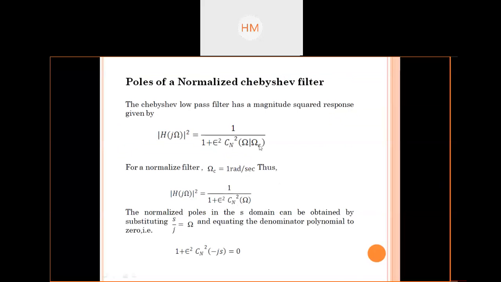So, poles of a normalized Chebyshev filter, write down. The Chebyshev low pass filter has a magnitude squared response as |H(j omega)| whole squared, which is equal to 1 upon 1 plus epsilon squared Cn squared omega upon omega c. For a normalized filter, omega c is 1 radian per second. Thus, the equation changes to this.